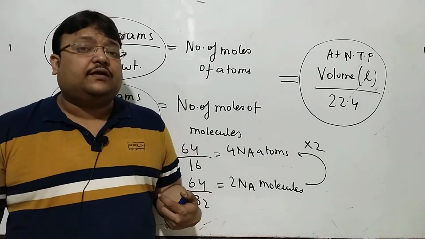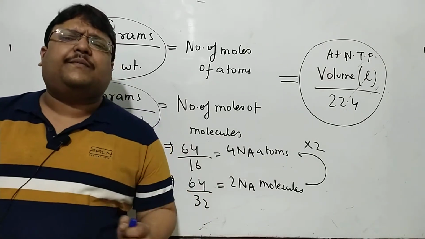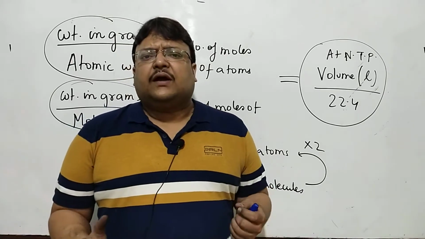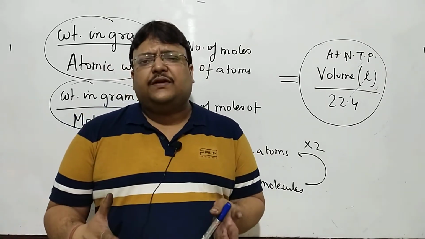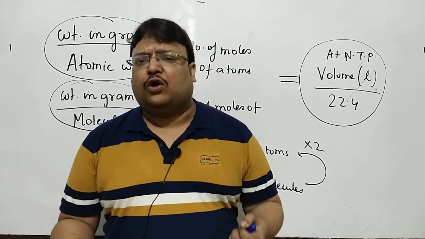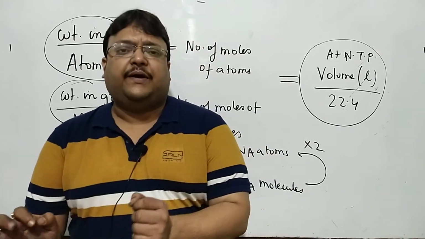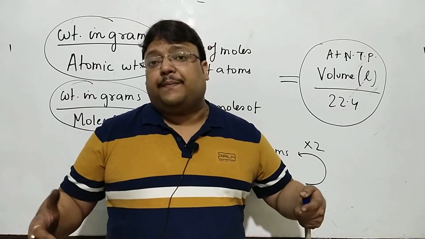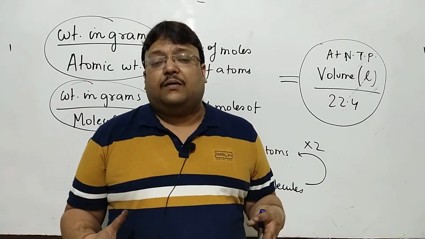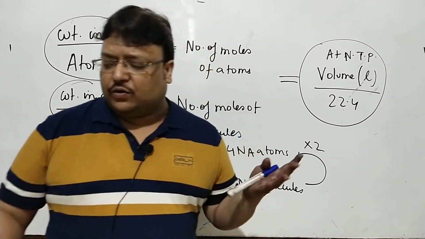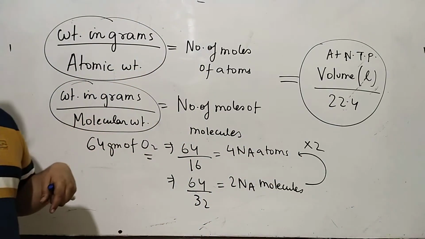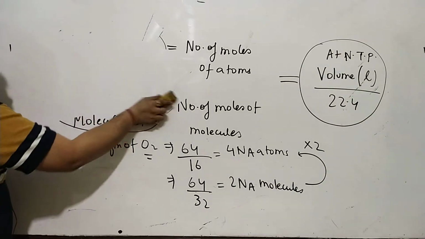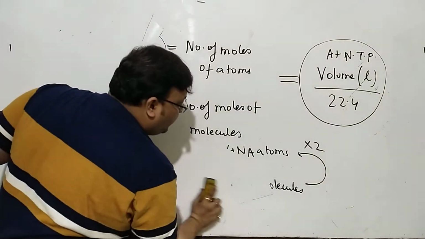I'll also tell you in this video how to find the number of individual atoms if it's a heteroatomic molecule. Heteroatomic means containing different atoms. Oxygen, nitrogen, chlorine are homoatomic, made up of only one type of element. But ammonia, carbon dioxide, methane, they are made up of different types of elements. They are called heteroatomic molecules. So I'll also tell you how to calculate the number of atoms in heteroatomic molecules.